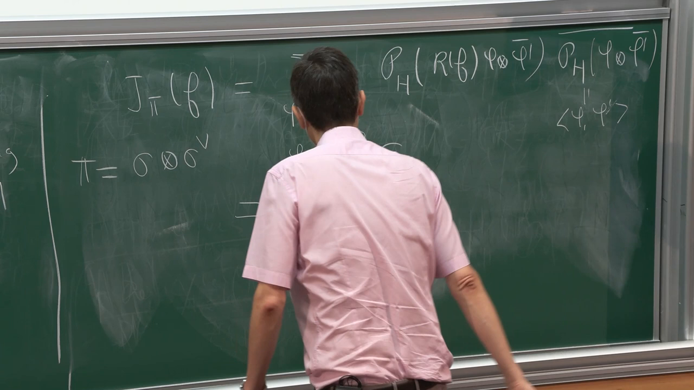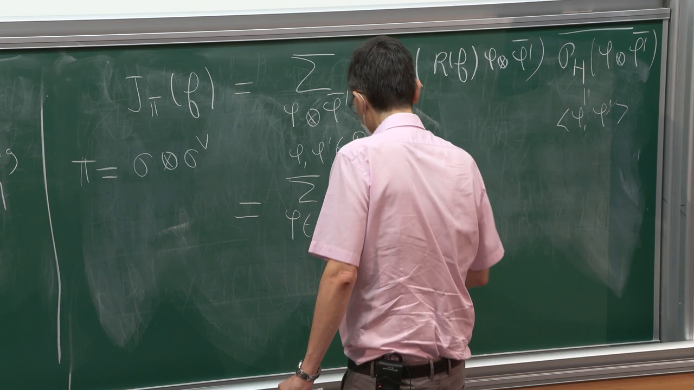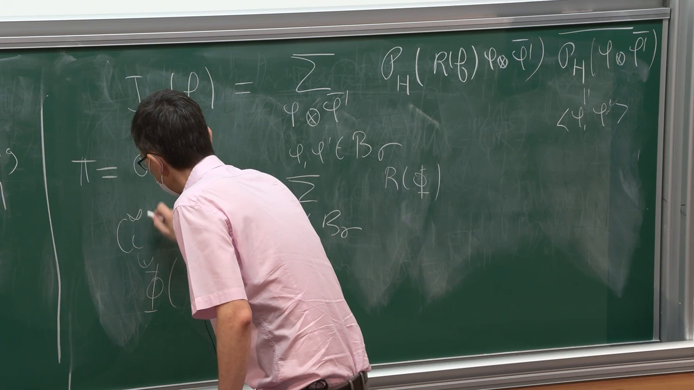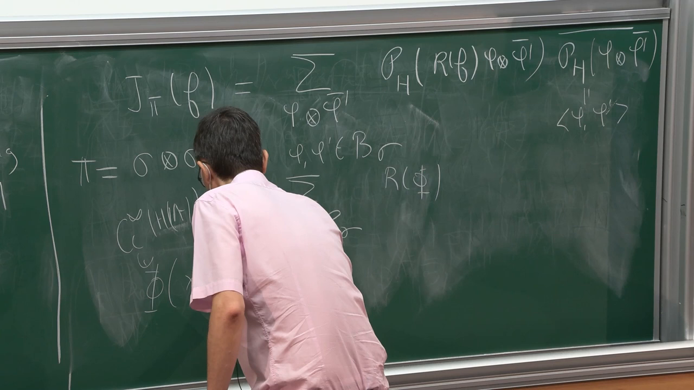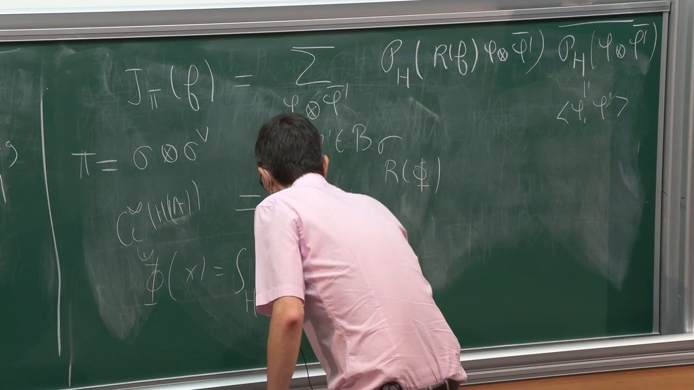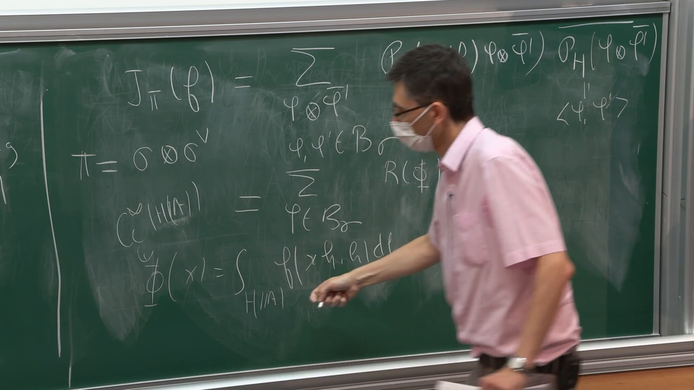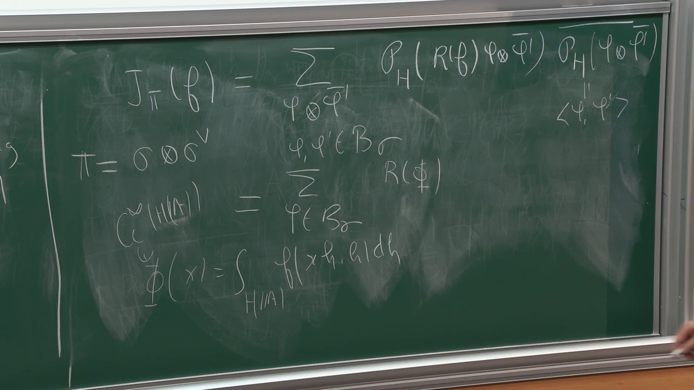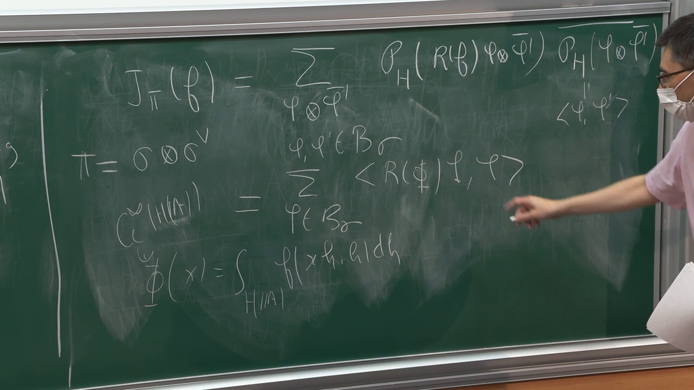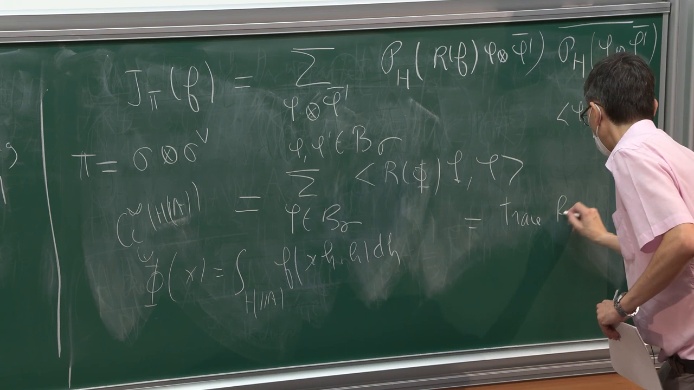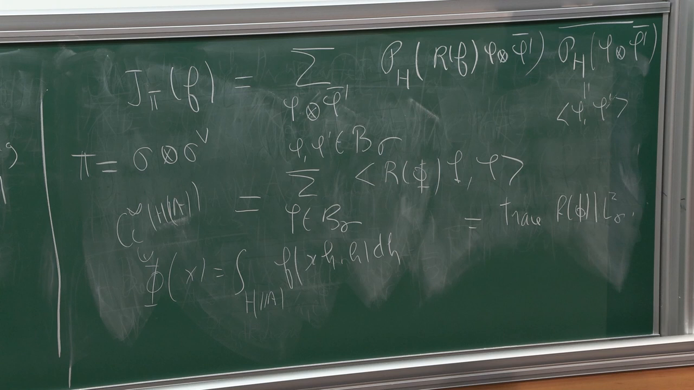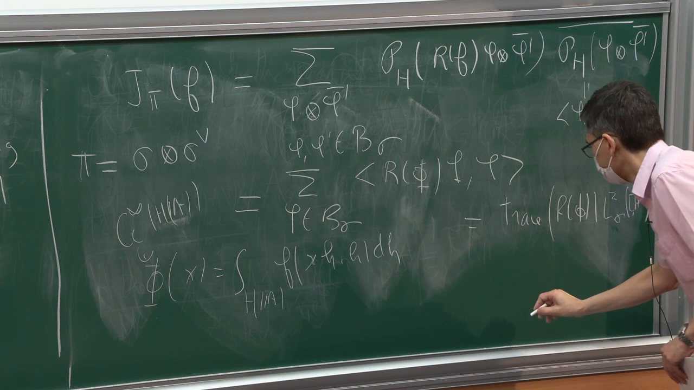And you see that what you get is in fact the sum over an orthonormal basis of sigma of the action of a related function. So capital phi is a test function on H, and it is given by a simple integration formula from f. So if this formula is not true, the true formula is close to this, of R of phi paired with phi. So this is the trace of R of phi acting on the sigma isotypic component of L2 of H. So you get really a trace. In this case, this is the spectral contribution.